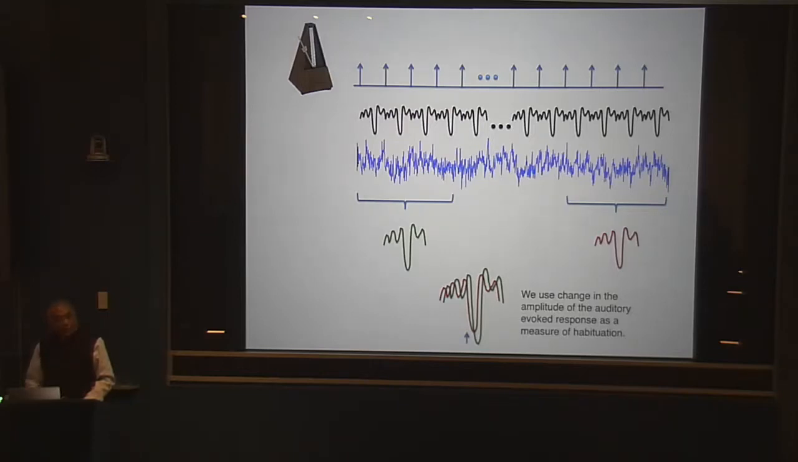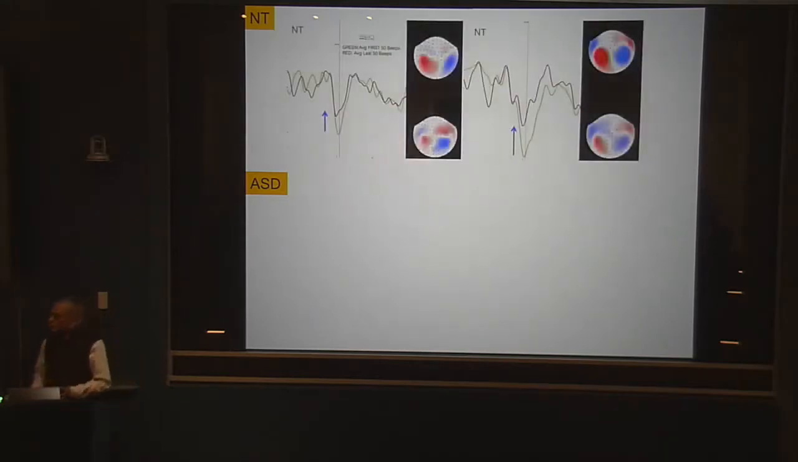So what happens with neurotypical subjects? We see clear signs of habituation. These are 2 individual subjects. The green curves correspond to the evoked response to the first 50 clicks, and the red curves correspond to the evoked response to the last 50 clicks. And you notice this reduction in amplitude.